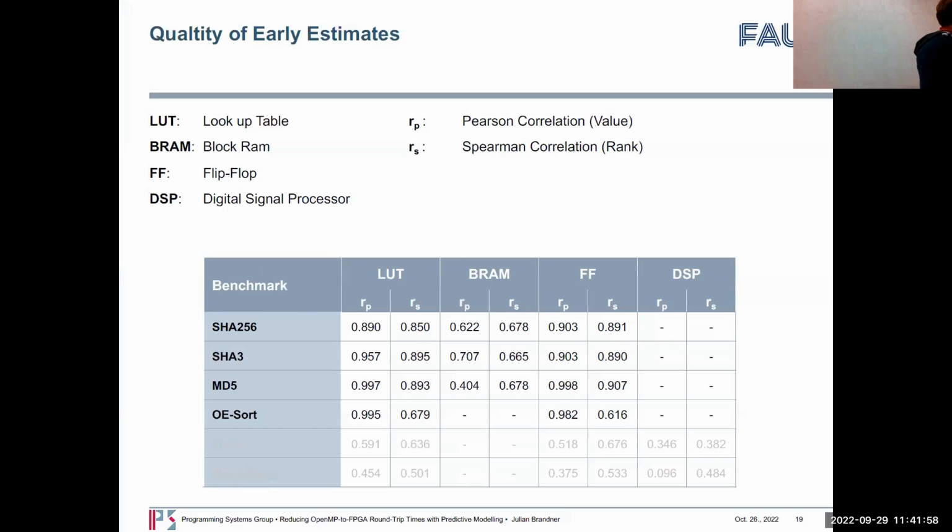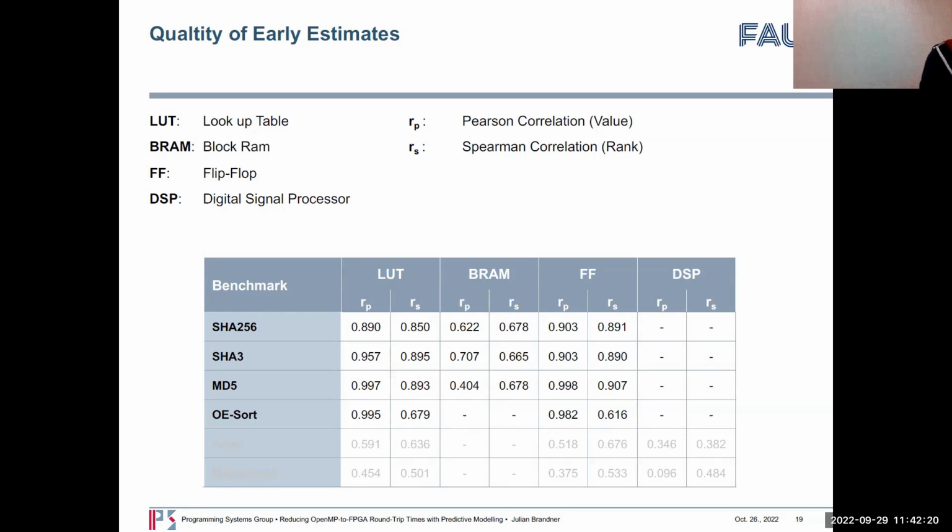So what were our findings? First, we wanted to check if these area estimates that we are about to use are actually correct for OpenMP-to-FPGA target offloading. And how to read this table is: lookup tables, block RAM, flip-flops, and digital signal processors are the main resources that an FPGA uses to compute your logic.